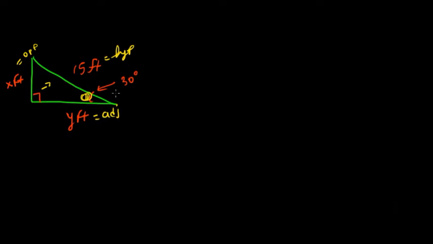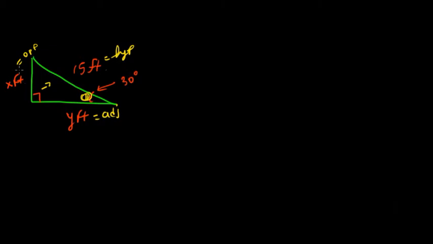Now that we have this information, let's find x first. It doesn't really matter which one you find first, but let's find x first. So if we're looking from our angle theta, and we want to know what x is, we know it's opposite. Well, in order to solve for something, I must know something. So I must include the side that I know, which is 15 feet.